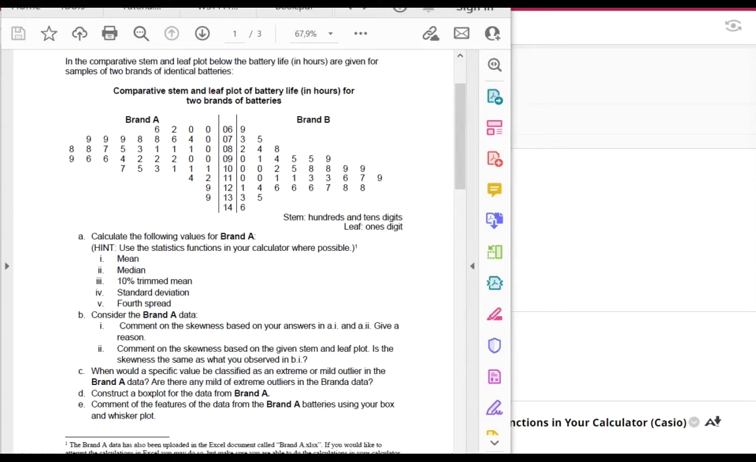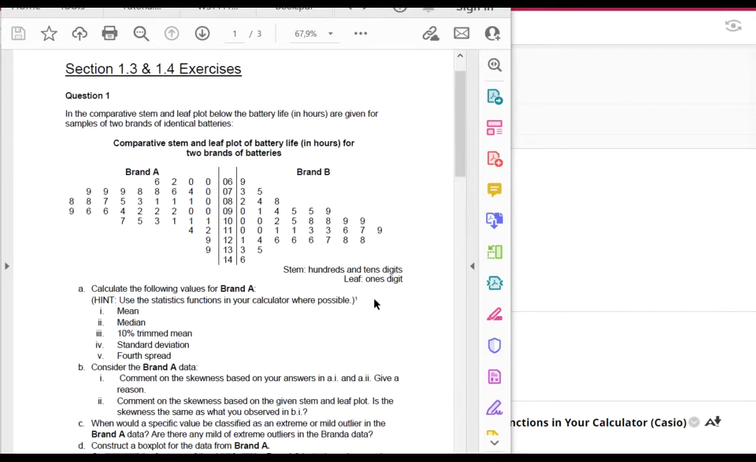Hi everyone. So let us have a look at the solutions in a little bit more detail. This is the question you were given, and you needed to calculate the mean, median, and basically all of these values. So you should be able to calculate all of these using your calculator.